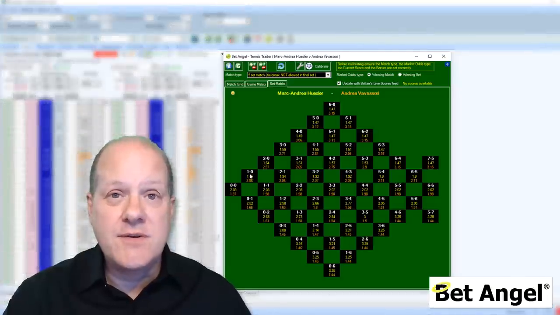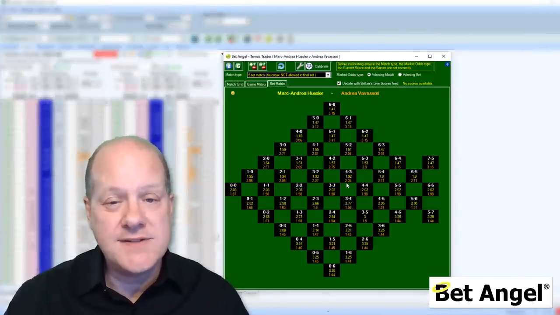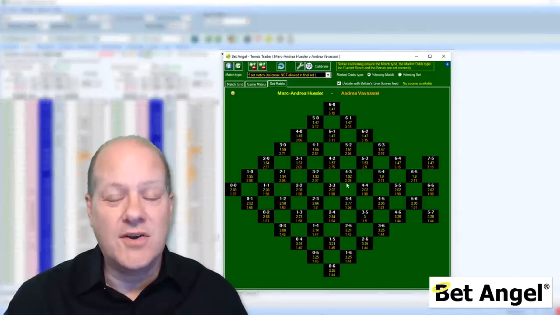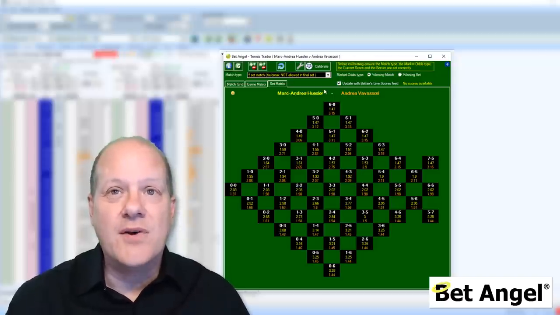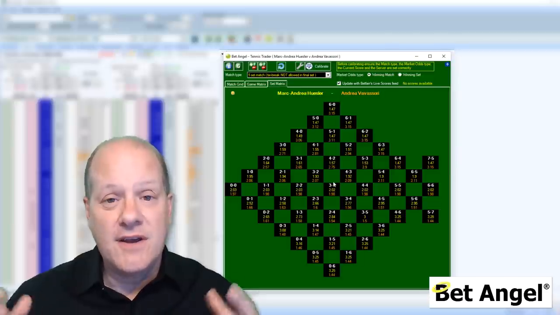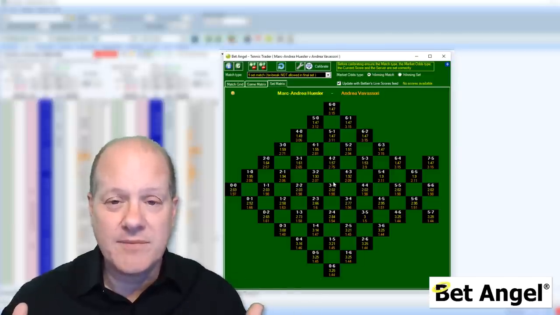What Tennis Trader is doing is basically plotting a path with every conceivable point within the match that could occur when players have a set percentage. So the calibrate basically looks at the odds, looks at the players, looks at the match, and then works out what that percentage is.